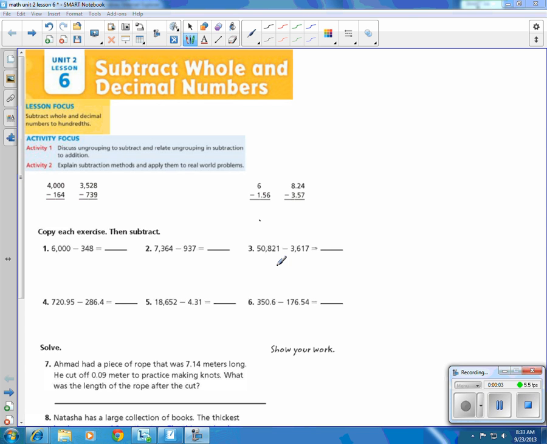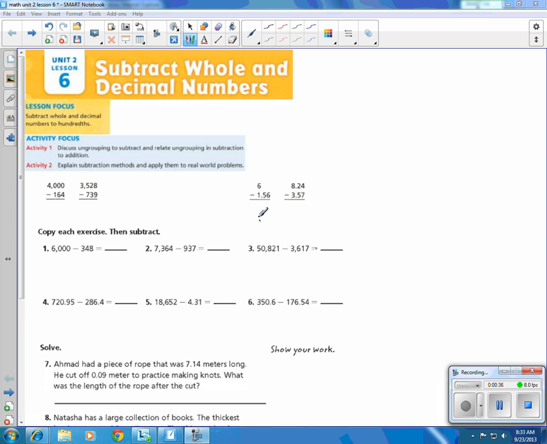Hi guys, this is Unit 2, Lesson 6, subtracting whole and decimal numbers. Some of these subtraction problems are going to require us to ungroup or borrow from other place values in order to do that subtraction, like these two example problems with whole number subtraction. If we look at our ones place where we would start the subtraction, we don't have enough here to subtract 9, so we would have to come over and ungroup this tens place or borrow from the tens place.